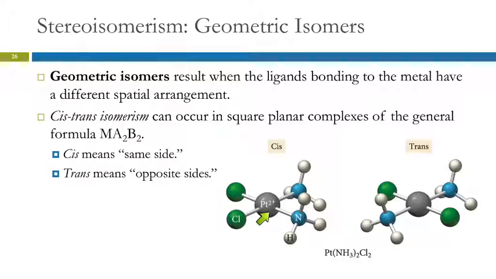Here we have platinum with 2 chlorine ligands and 2 ammonia ligands. The ammonia ligands are on the same side of this square planar shape. Here, the ammonia ligands are on opposite sides, so that's trans. And they don't just move around and rearrange without breaking and reforming the coordinate covalent bond. So these are 2 separate compounds. Any questions?